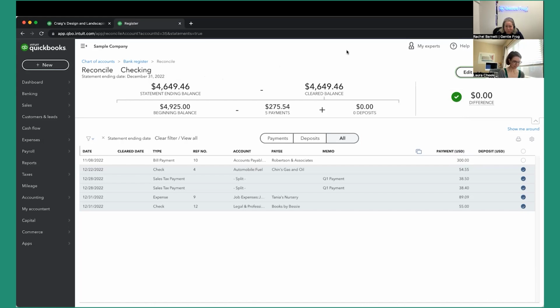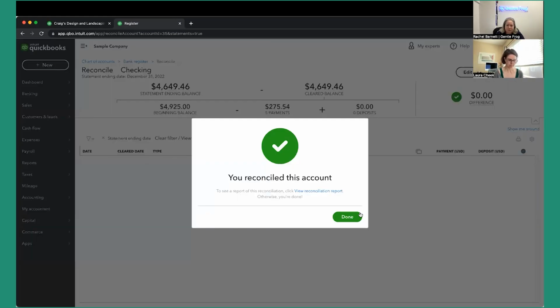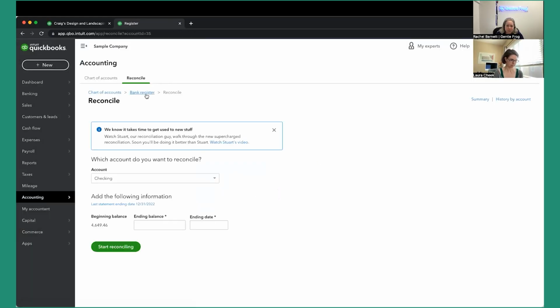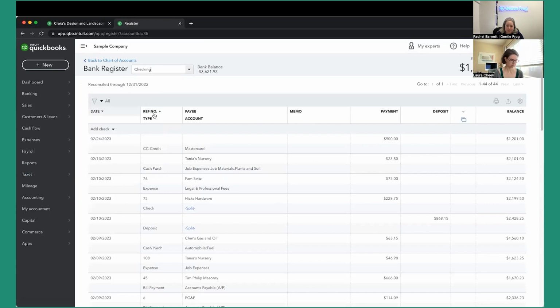So clients will talk about how the difference went to zero and they reconciled, and you're like, cool beans, but let me click finish now and I'll just show you a shortcut for how to find this stuff. If you go to the bank register and my ending balance in the upper right hand corner is not correct, then you can say, all right, this is reconciled through 1231, which I see on the left.